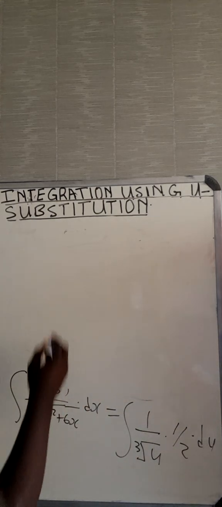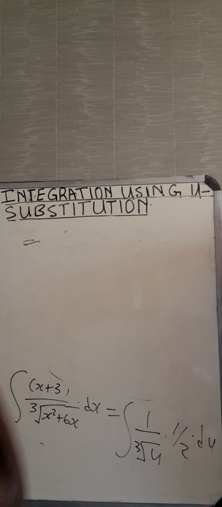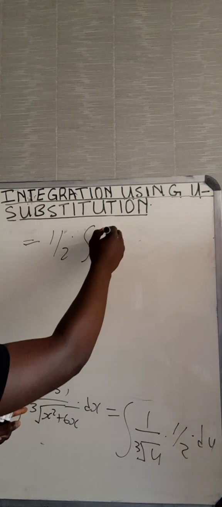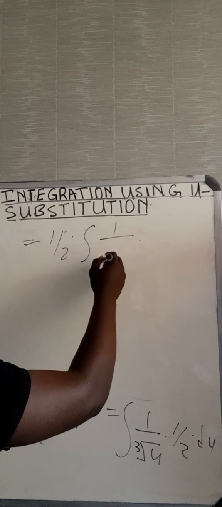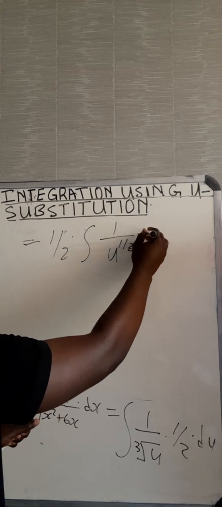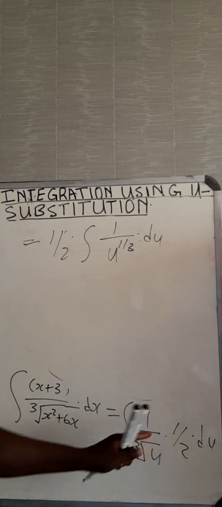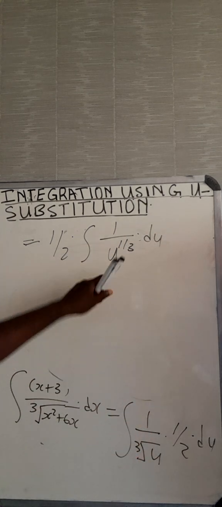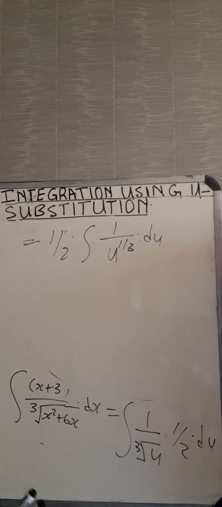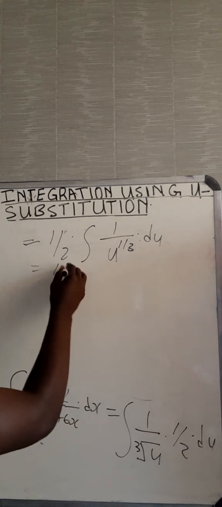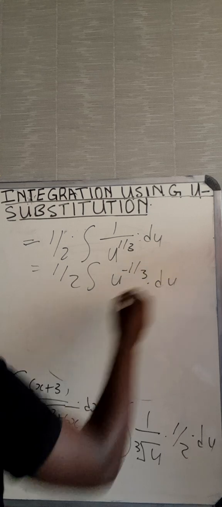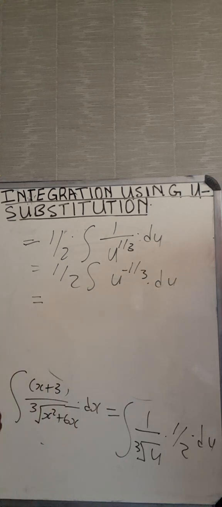So this will be equal to, we can take 1 over 2 outside of the integral sign because it's constant. So this one can be written as u 1 over 3. When you convert this radical form into the exponent form, this one can be written as 1 over 2 integral of u to the power of 1 over 3 du.